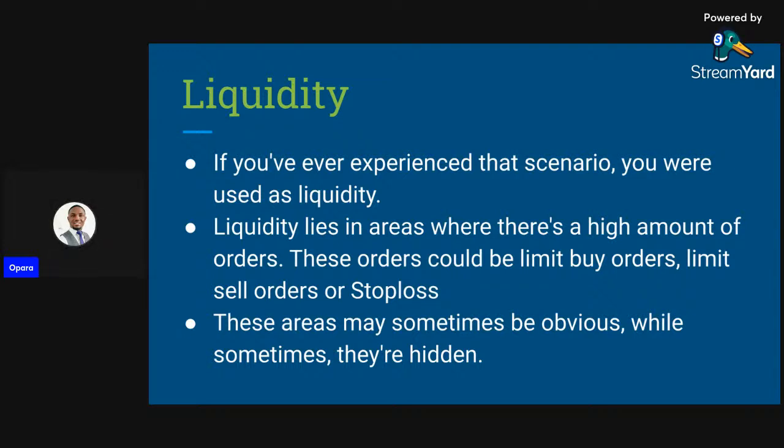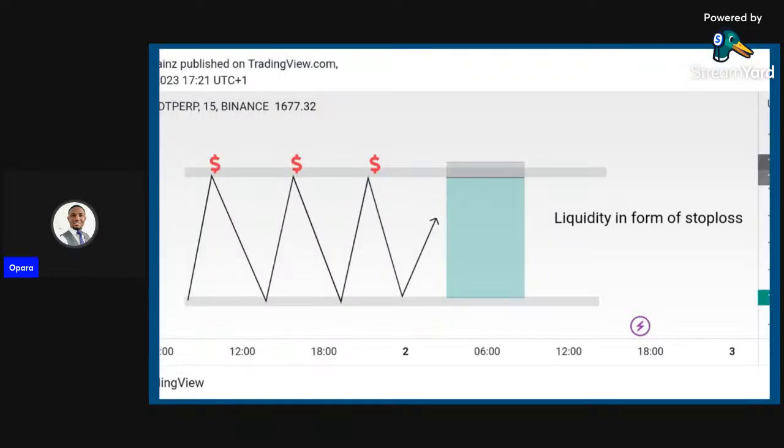These areas may sometimes be obvious, while sometimes they are hidden. That is why nobody's ever perfect. Sometimes you might be able to spot the liquidity fast, sometimes it might be difficult for you to spot. So you just need to be flexible with your imagination and keep on practicing and keep on learning. You can see this particular instance now. We have our support and our resistance, right? And you can see where I put this red dollar sign. That is where the liquidity is.